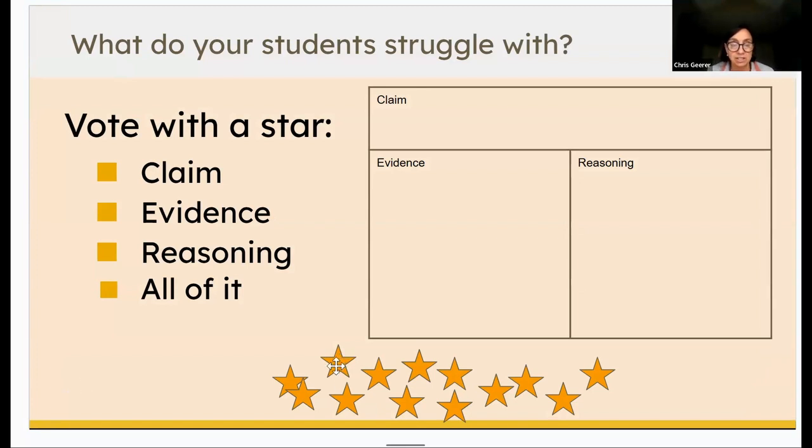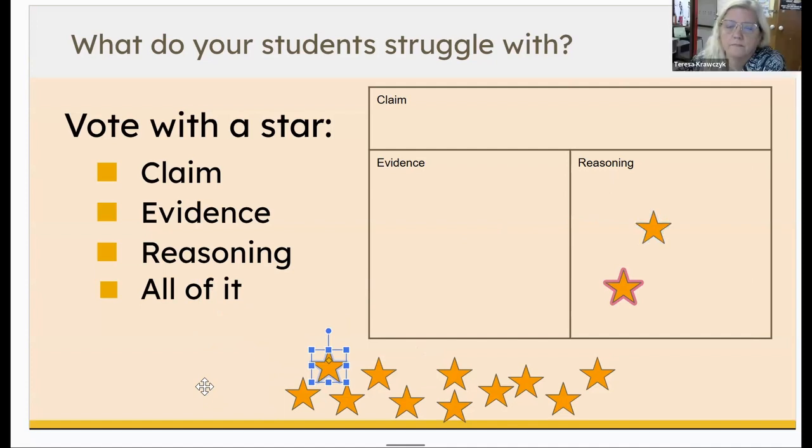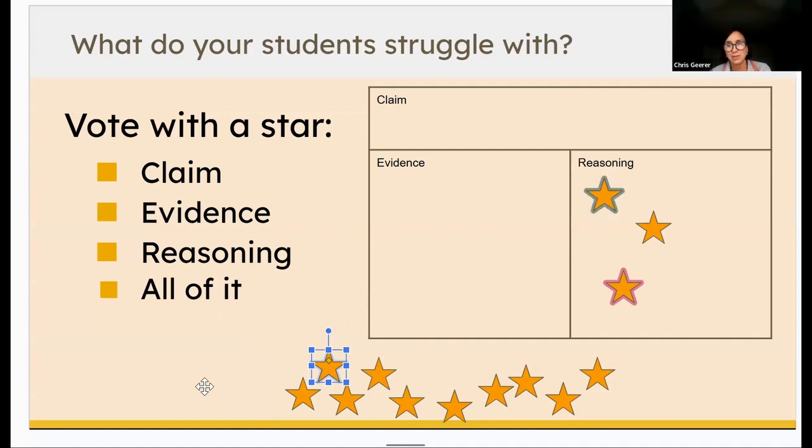There are some stars down below. If you would jump in on slide 30 and just move a star into the part that they struggle with, and if it's all of it, you can put your star over by the all of it. So go ahead and take a minute and vote with a star. When we do this in a session, we do 4 corners. We have the 4 signs up around the room and people actually get up and move to the corner for the part that their kids struggle with the most.